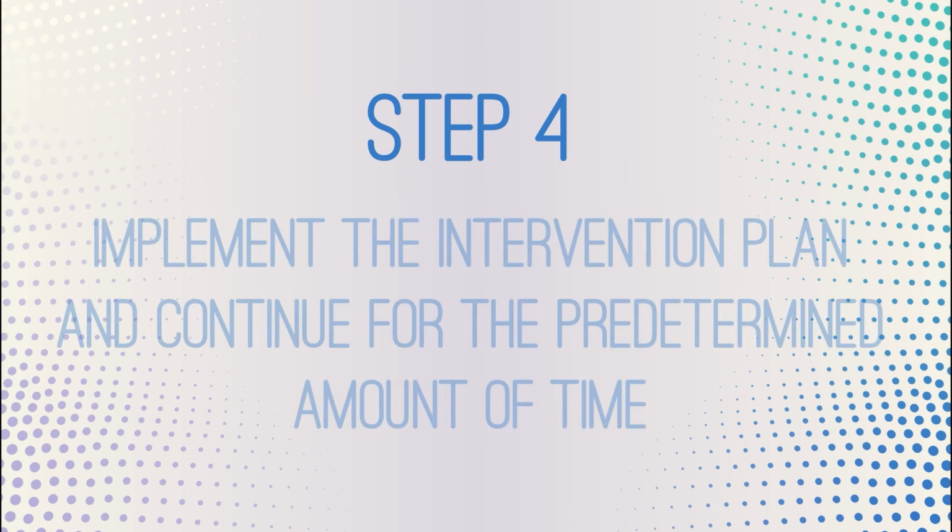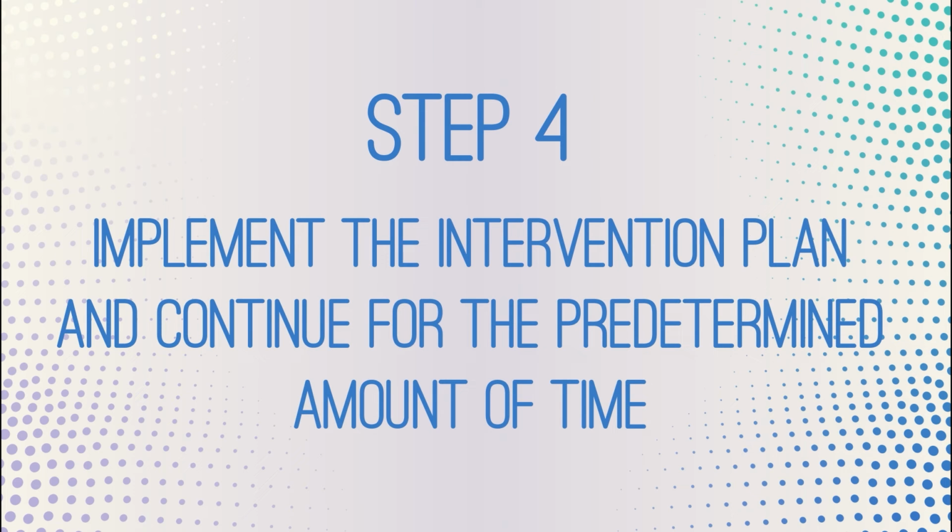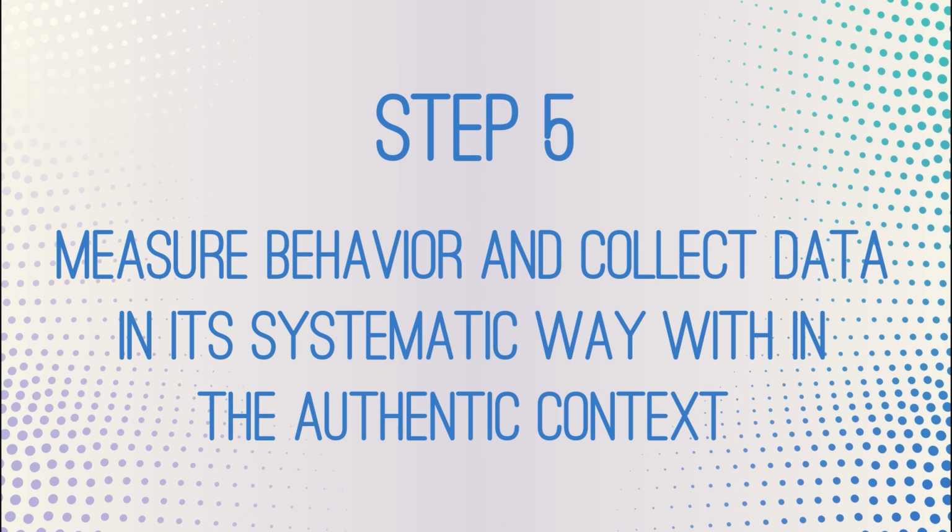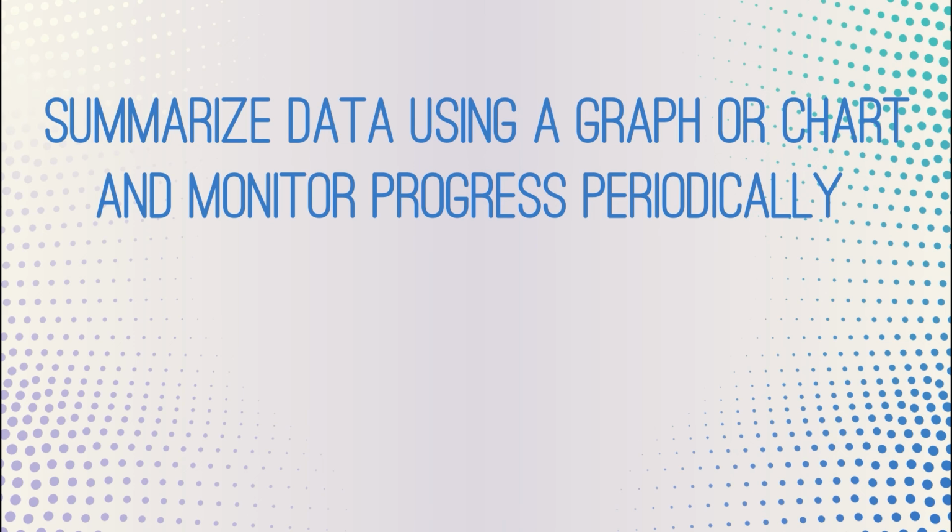Step 4. Implement the intervention plan and continue intervention for a predetermined amount of time. For example, provide student A with the dynamic seating during the AM math time. Step 5. Measure behavior and collect data in a systematic way within the authentic context, just as you did in the baseline phase. Summarize data using a graph or chart, then monitor progress periodically.